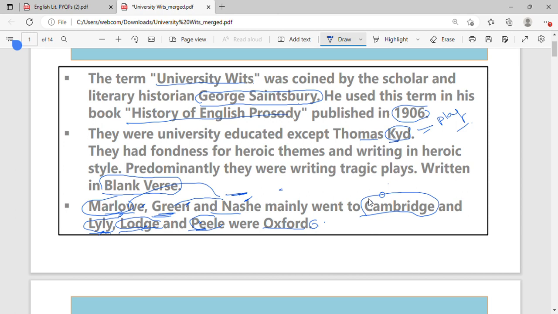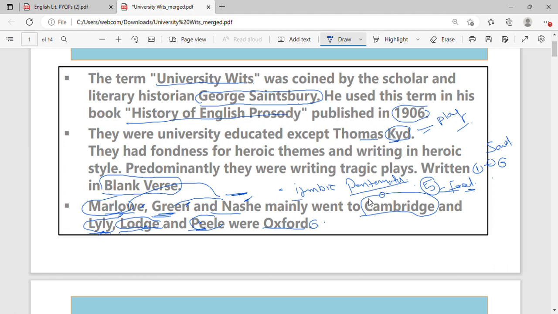Blank verse is written in iambic pentameter. Pentameter means five feet, right? Each foot has two syllables, and two syllables means two sounds. Syllable means your vowel sounds, right?